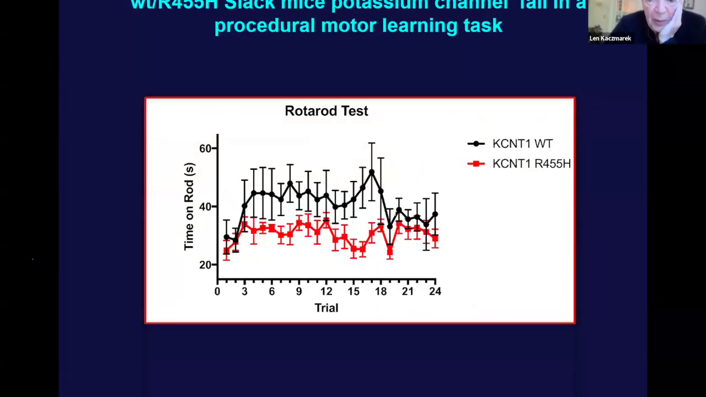They also have problems with procedural learning. They don't learn the rotor rod as well as the wild-type mice. And as I think Al George asked earlier on, I think we're still looking at exactly what all of the behavioral phenotype of these mice is. But clearly, they're way better off than the humans because they grow, they reproduce. But that's, I guess, what being a mouse is.